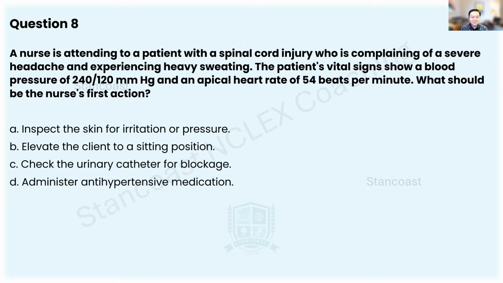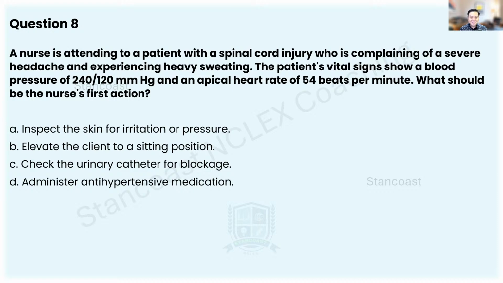Number 8. A nurse is attending to a patient with a spinal cord injury who is complaining of a severe headache and experiencing heavy sweating. The patient's vital signs show a blood pressure of 240 over 120 and an apical rate of 54 beats per minute. What should be the nurse's first action? Is it A, inspect the skin for irritation or pressure? B, elevate the client to a sitting position? C, check the urinary catheter for blockage? D, administer antihypertensive medication? Ooh.